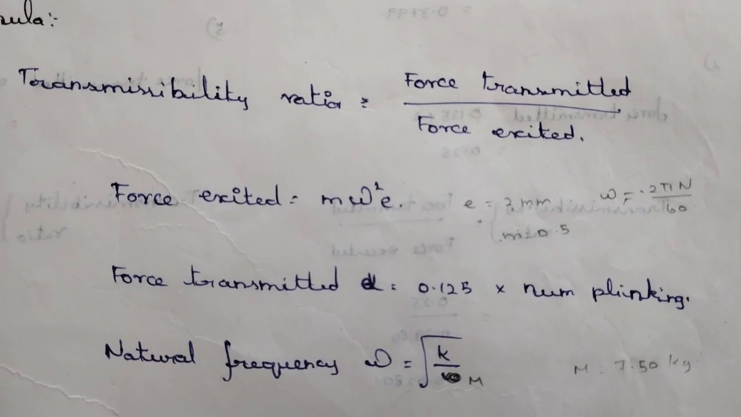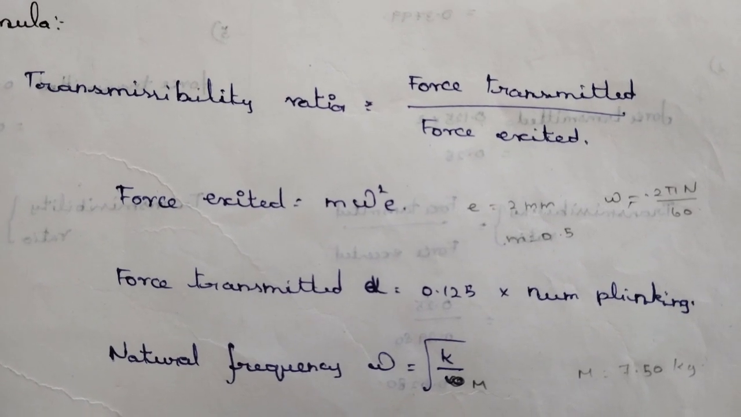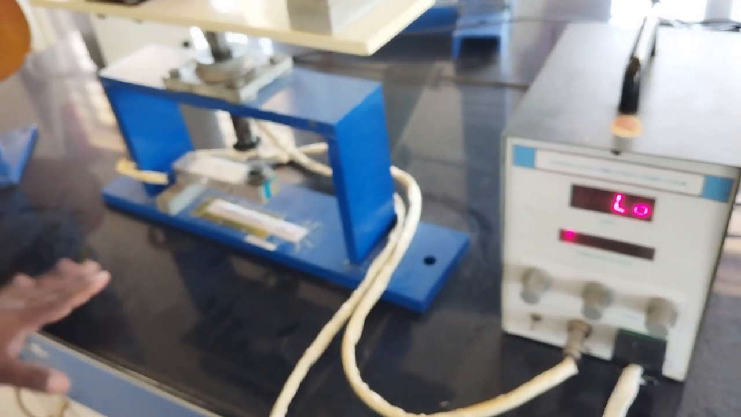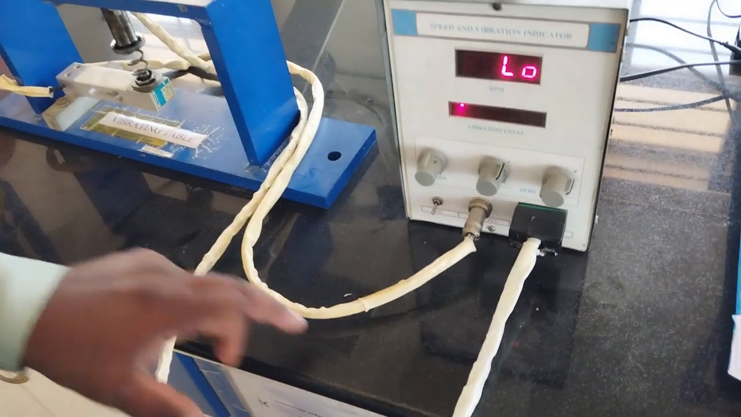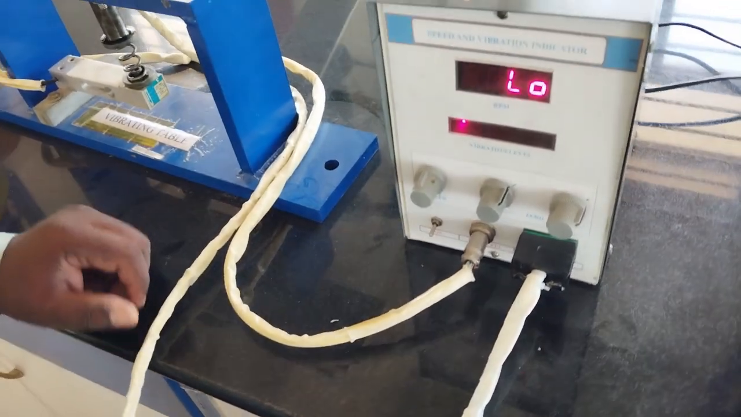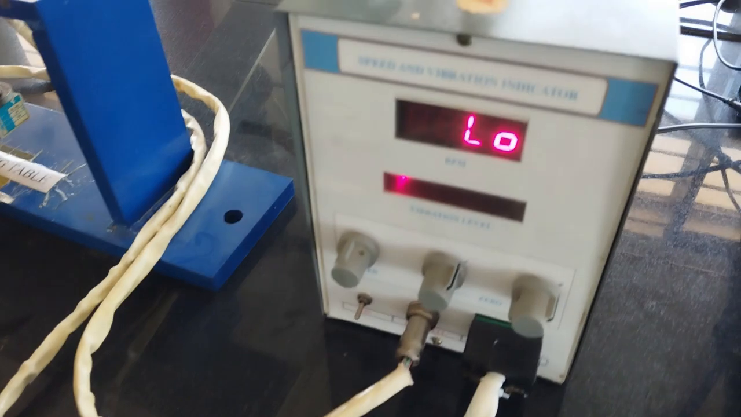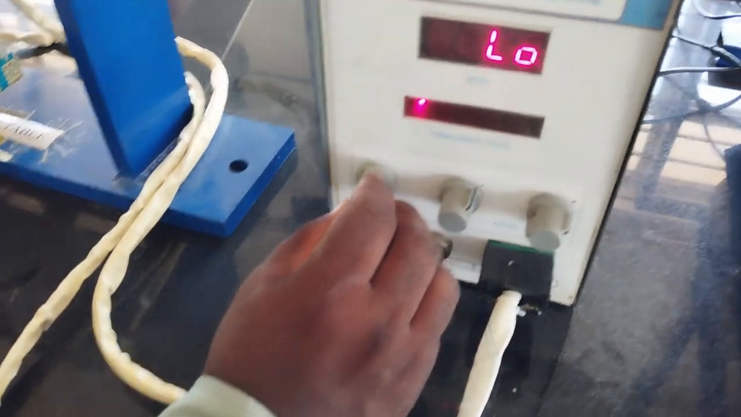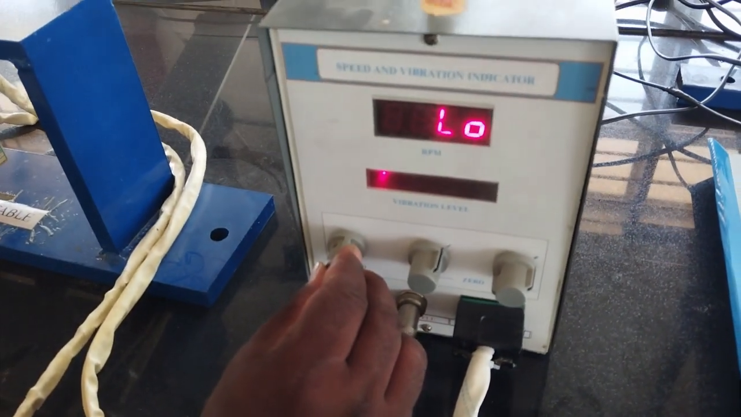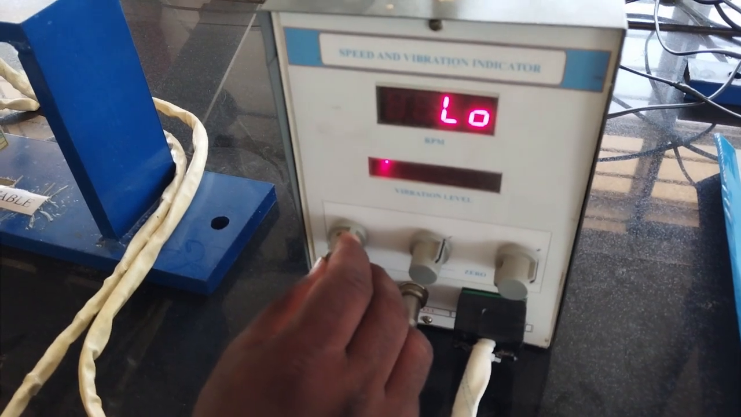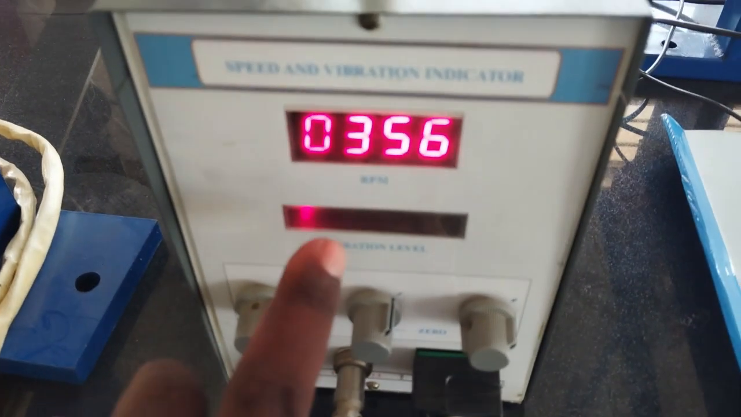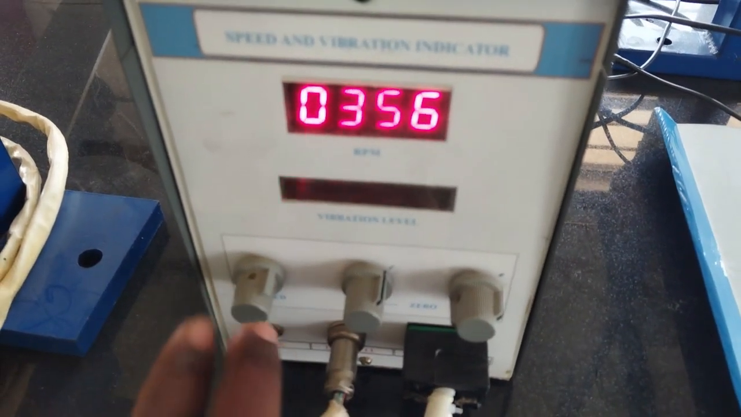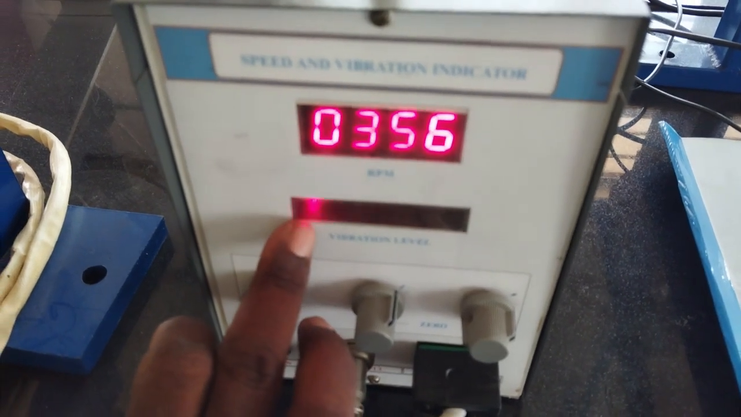Now we move on to the experiment. Now the power supply is switched on, and the wire connections are already given. So now we gradually increase the speed of the motor, and the value is displayed in RPM. So here 356 RPM is given. So number of LEDs blinking is 1.